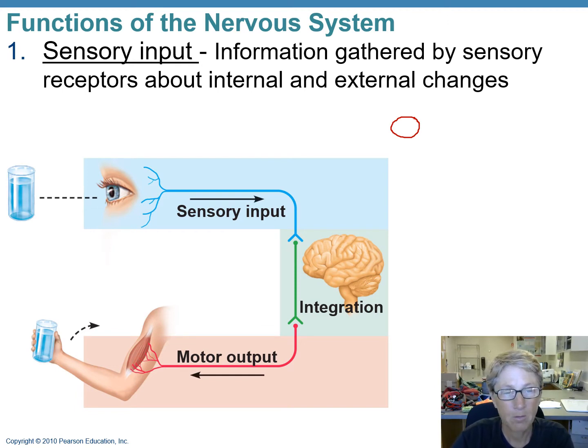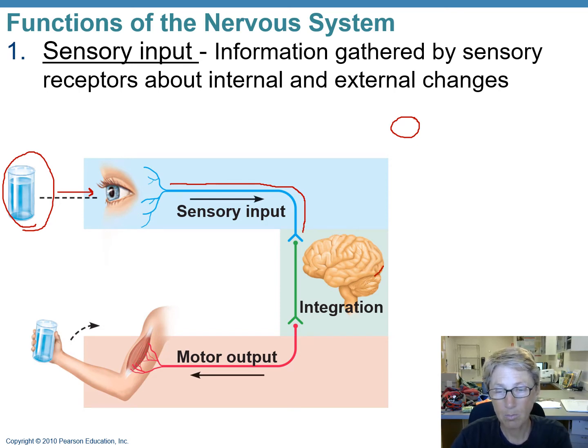Okay, so let's take a look at this cartoon. So here's a glass of water. The light information about the glass of water is going into your eyes, and it shows this blue neuron and its axon doing sensory input. So sensory information about that glass of water goes into your brain, and actually the area for vision is in the back of your brain. And this blue neuron synapses with this green neuron.